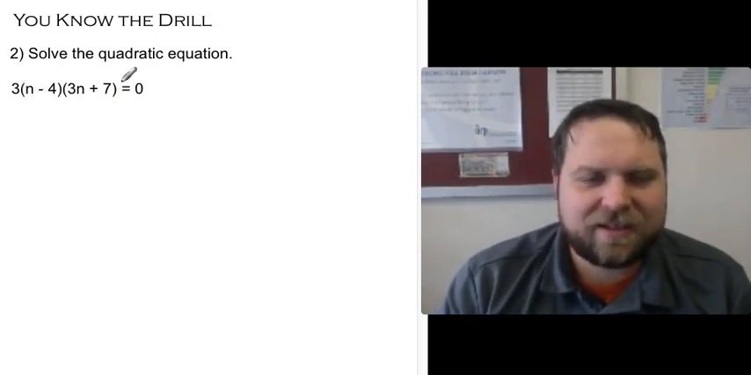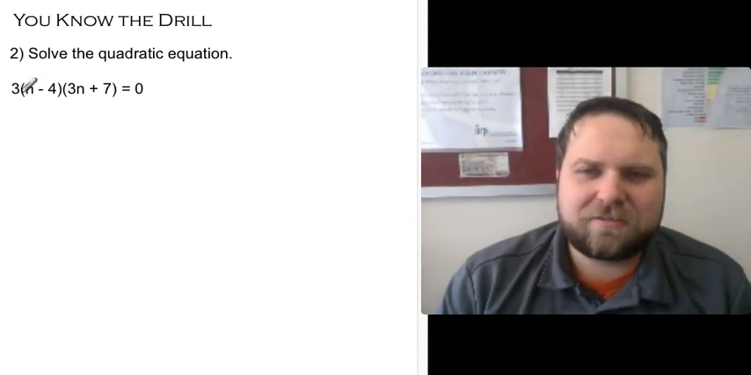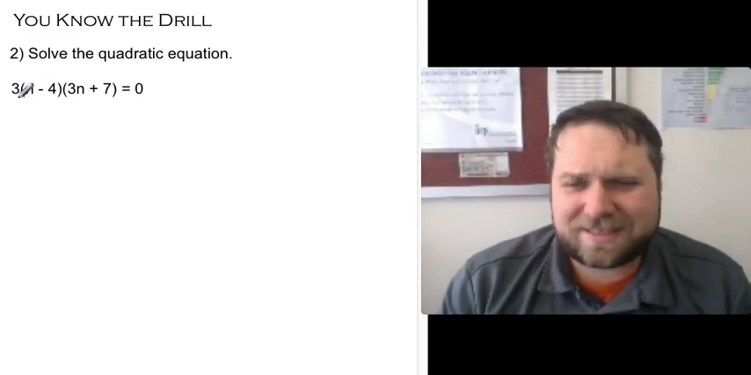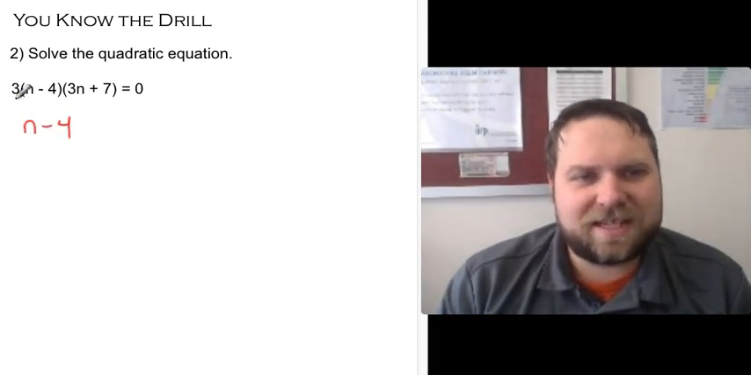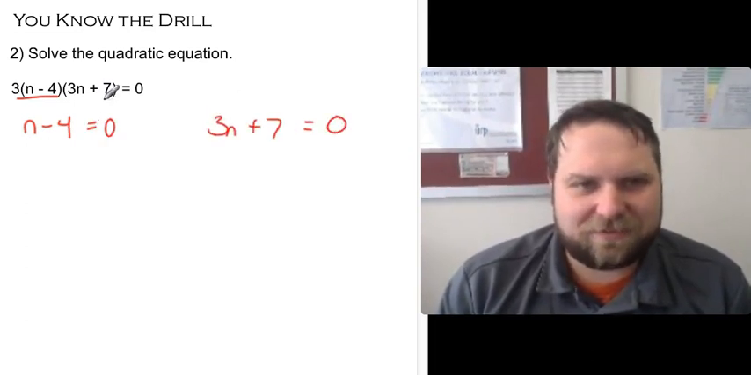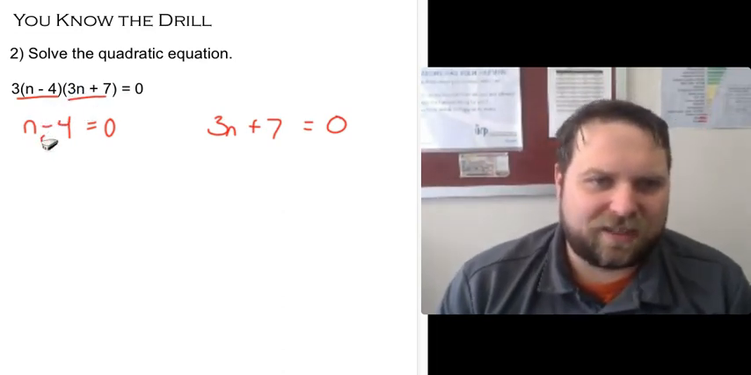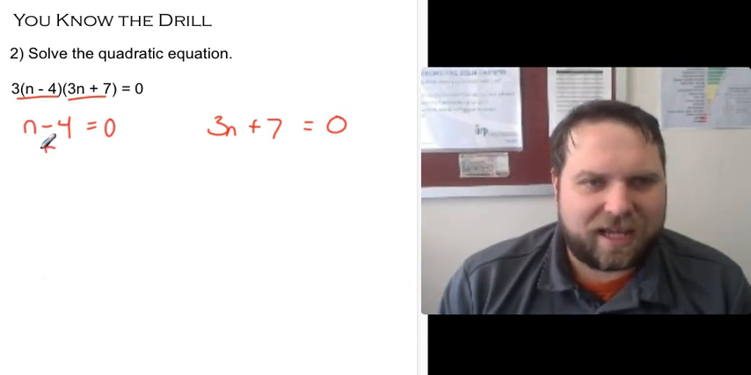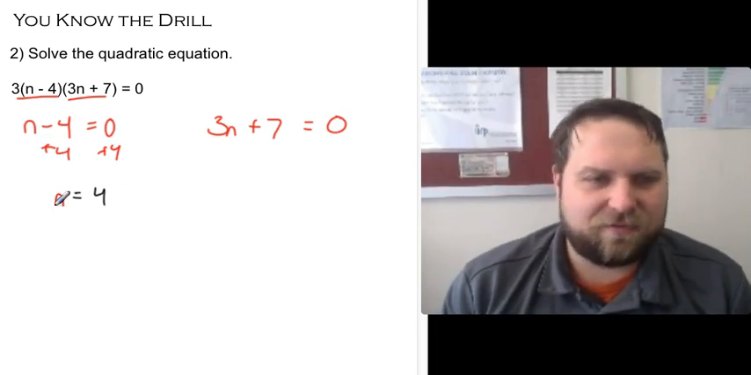I could have, in this case, either n minus 4 or 3n plus 7 equal to 0. I know it's not going to be 3 because common sense tells me that 3 is not equal to 0. So I don't have to worry about that so much. But I could say that this factor is equal to 0, or this factor is equal to 0. And now all I have to do is solve like we know how to do. I'm going to add 4 to both sides over here, and it could be that n is equal to 4.